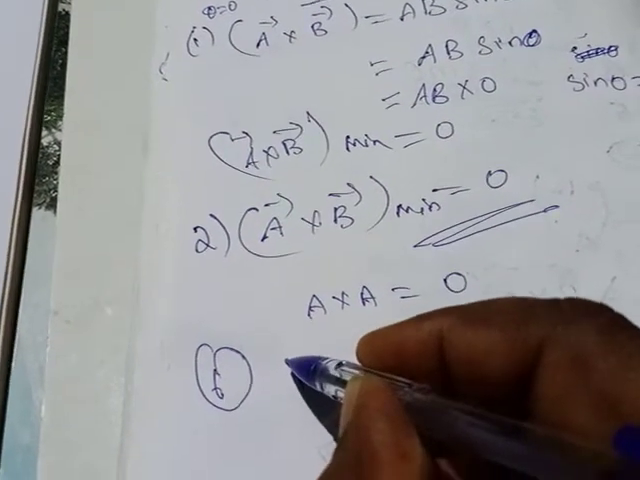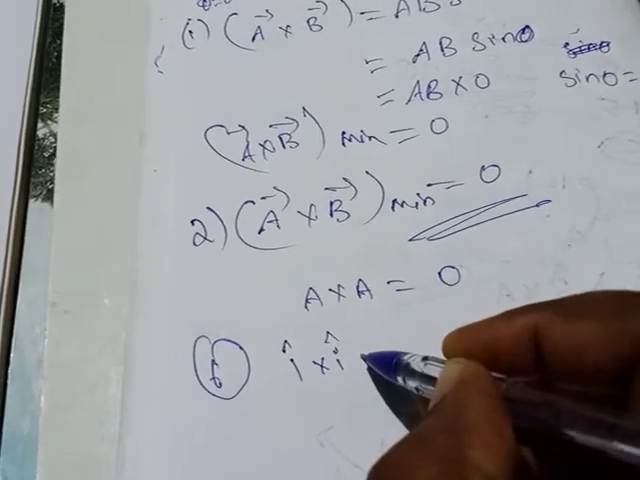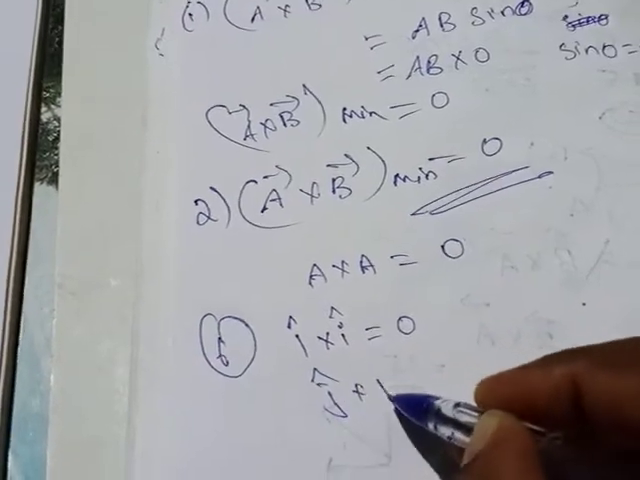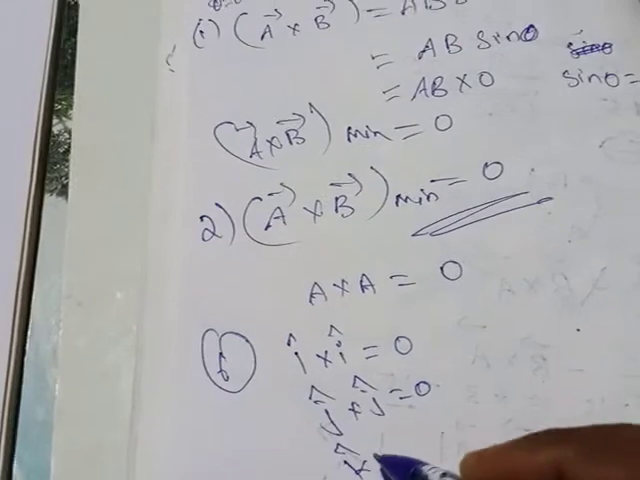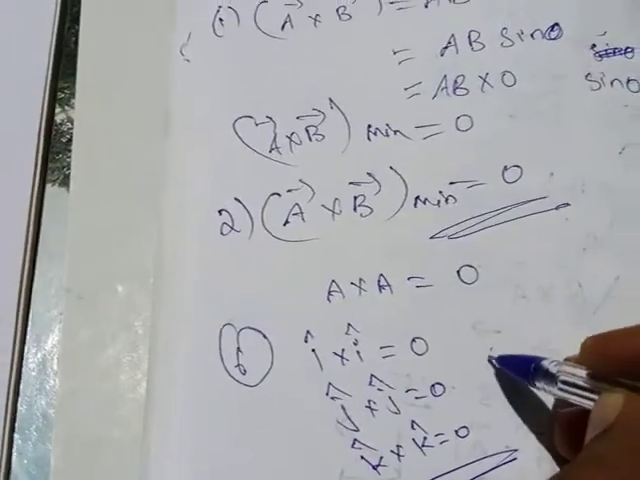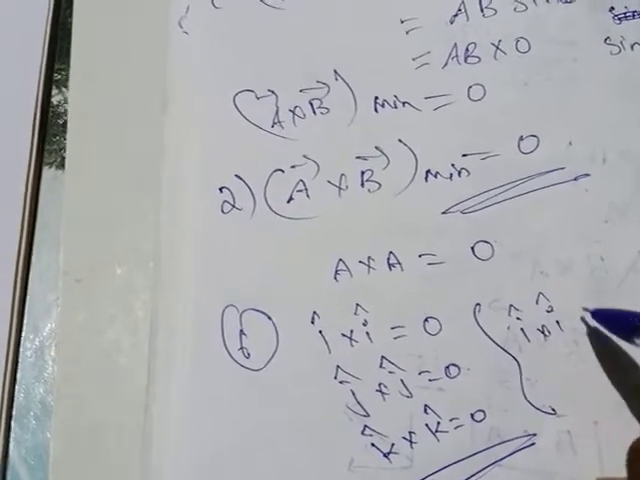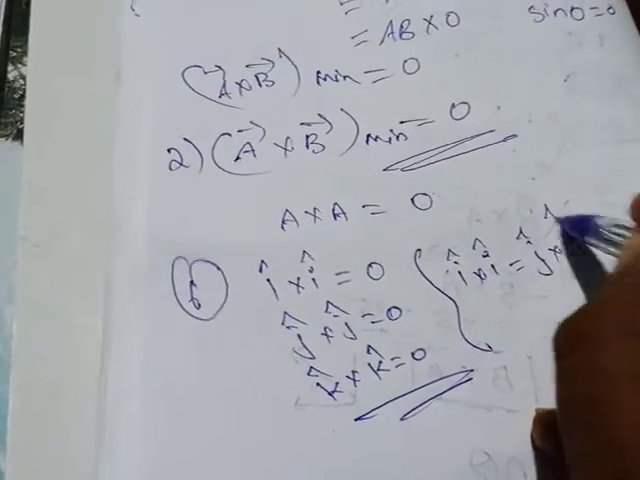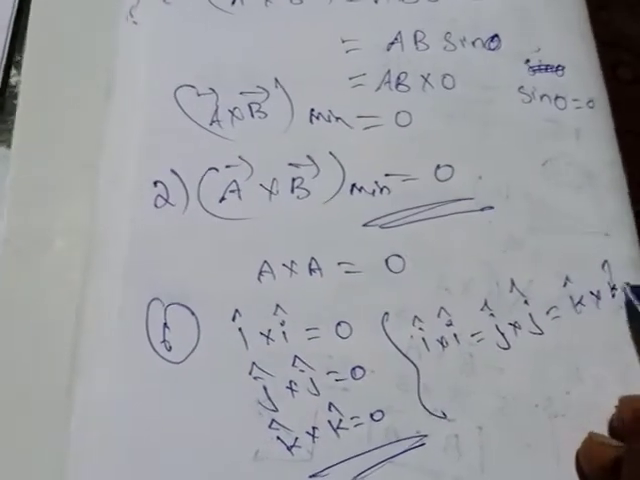I unit vector cross I unit vector is equal to 0. J unit vector cross J unit vector is equal to 0. K unit vector cross K unit vector is equal to 0. That is what is given here: I cross I equal to J cross J equal to K cross K equal to 0.